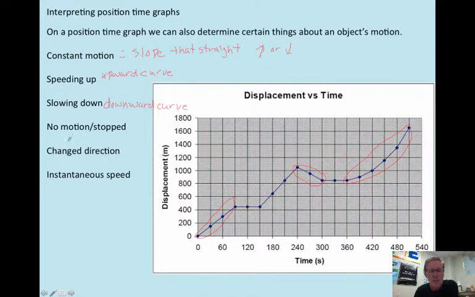And then slowing down, there isn't an example on this graph, but you can understand it's just going to be like this, except it'll go down. No motion is going to be a flat line. And then change direction would be like this right here, where we have an upward slope and then suddenly we have a downward slope. So we could say upslope, and then suddenly we have a downslope.